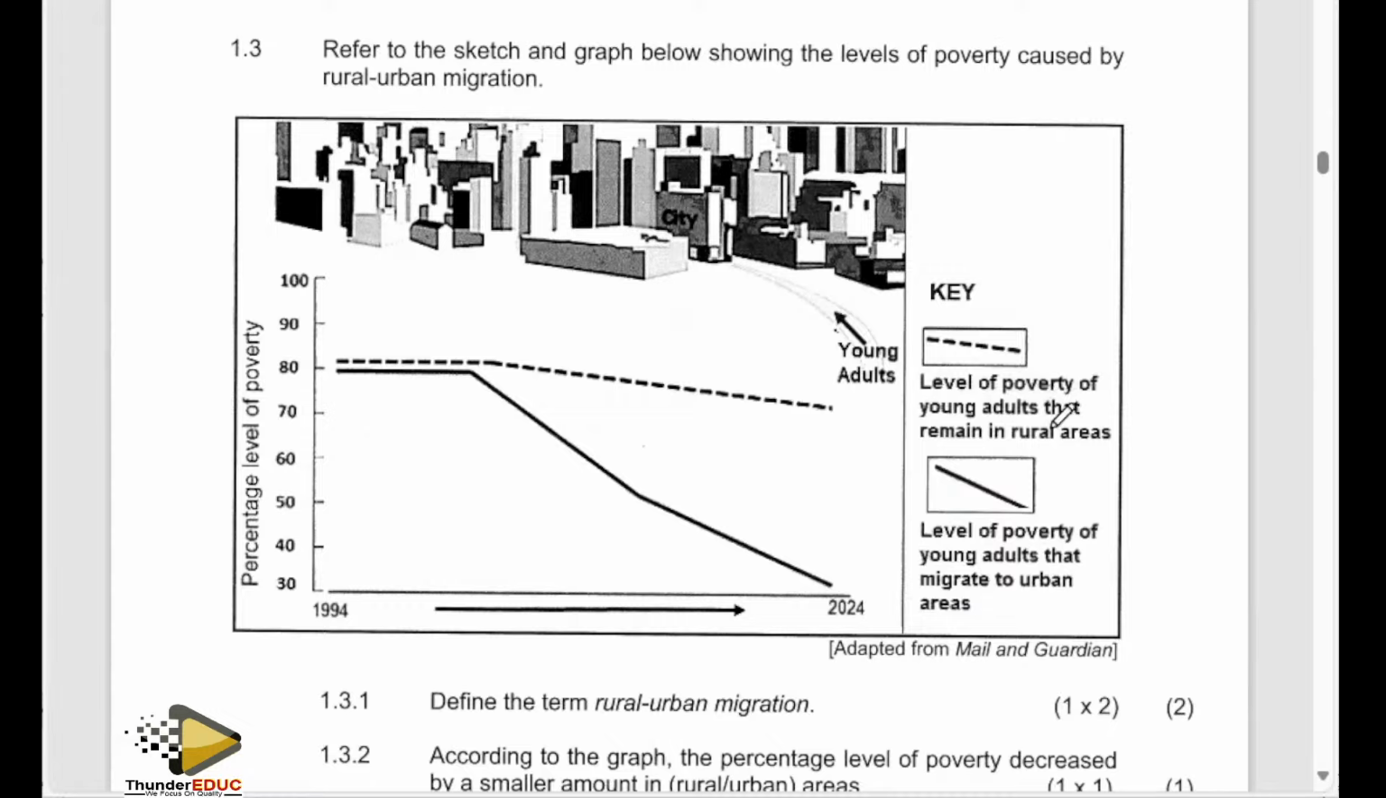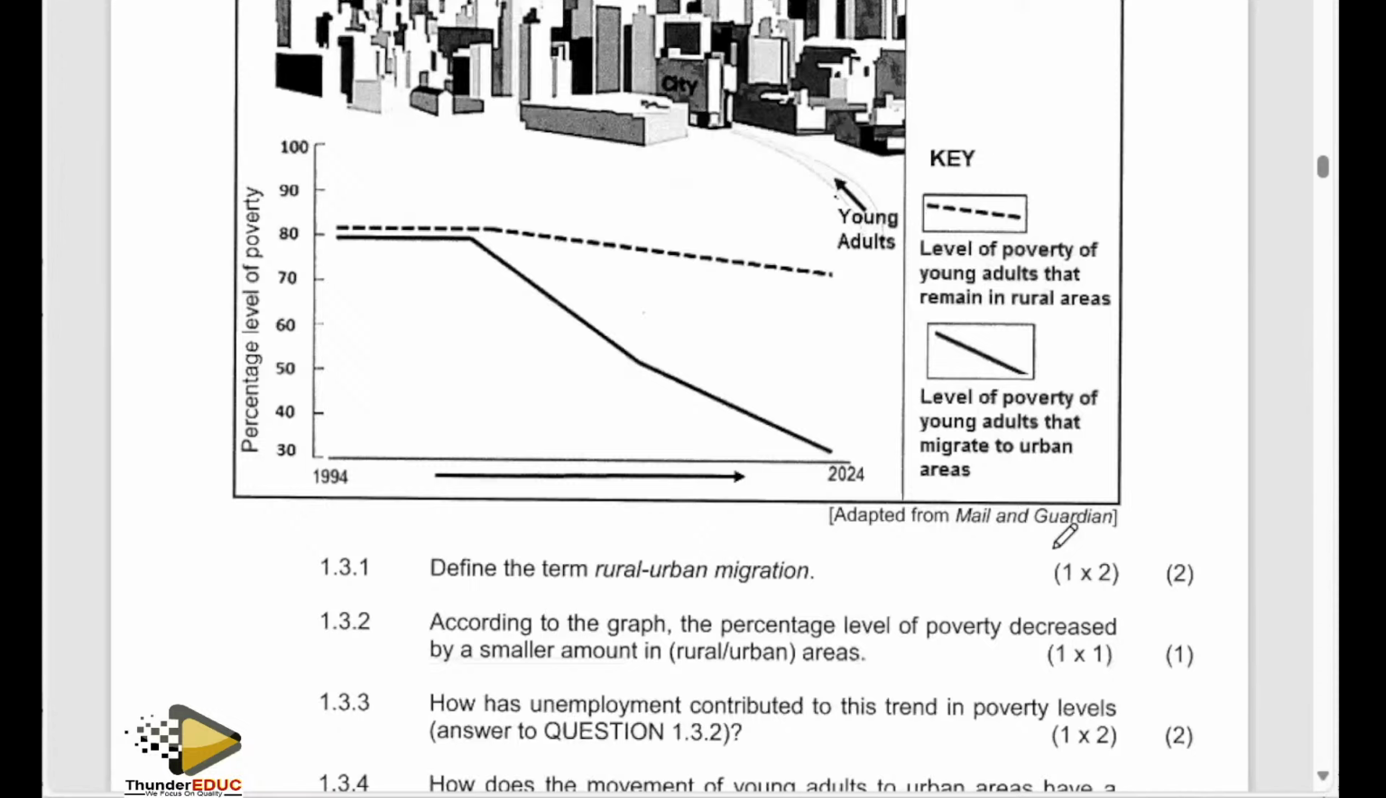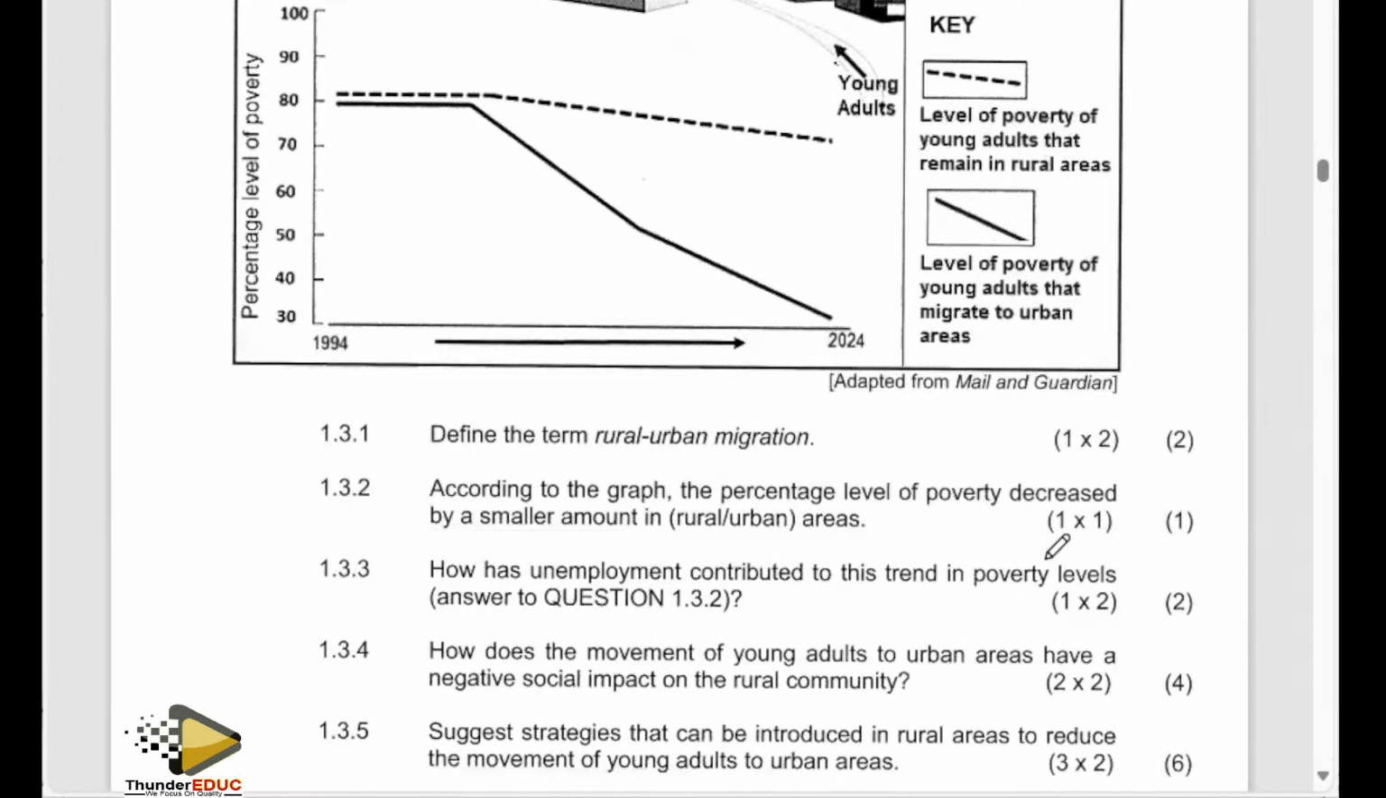The level of poverty for those that choose to remain in the rural areas, and then this one, a solid line, it is showing the level of poverty for young adults that migrate to urban areas. Right, so going on to our questions, question number 1.3.1. Define the term rural-urban migration. That one is a concept, the geographical concept.